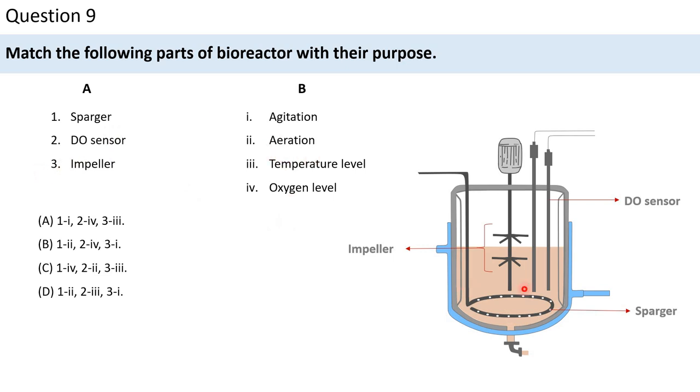For the DO sensor, as the name mentions, it is going to sense the dissolved oxygen concentration that is present in the fermentation broth or the media that you are going to use. So here it is going to detect your oxygen level. And moving to the third one, which is impeller. Impeller is going to help you for mixing the cells equally, without forming any dead zone in the bioreactor. So the option for this will be agitation. So the right answer is B.